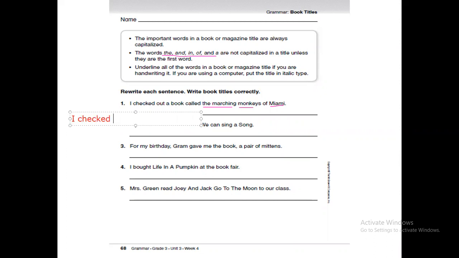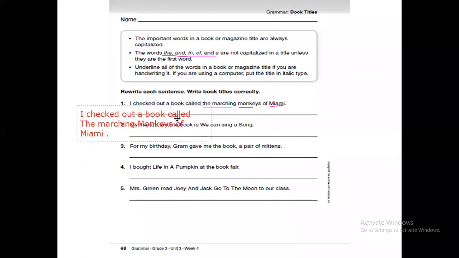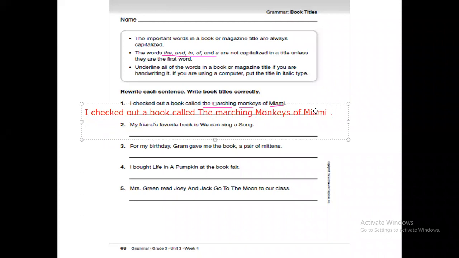I checked out a book called The Marching Monkeys of Miami. Let me put it on the line. Number 2. My friend's favorite book is, here is the, oh, I didn't underline the title here. We must underline the title of the book. Use a ruler when you underline it, okay?